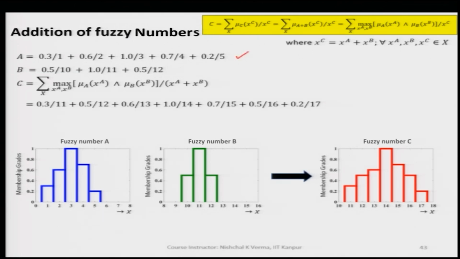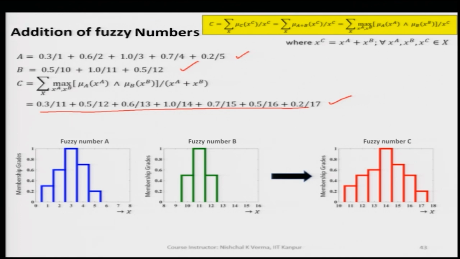So, let us now see what was given to us. A was given to us as a discrete fuzzy set, B was also given to us as a discrete fuzzy set, and then what we are obtaining here is this. So, when we add these two fuzzy numbers, we have the fuzzy number C. So, this is the resultant fuzzy number.